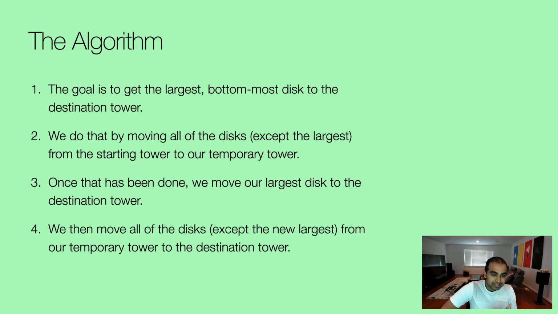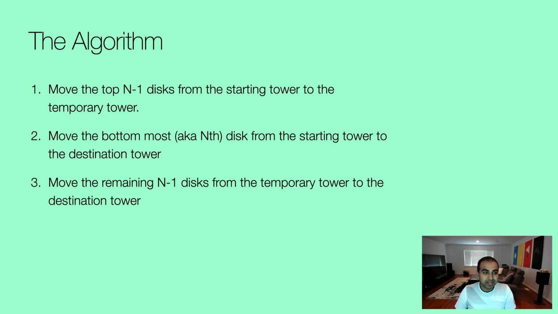And the way we do that is by moving all of our disks, except for the largest one, from a starting tower to a temporary tower. That's what we saw in the 3-disk case on number 2. And once we've done that, the next step is to move the largest disk to a destination tower. And then the last step is to move all the disks except the new largest one from our temporary tower to the destination tower. I know this sounds a little bit odd, but just pause the video for a second, get a pencil and paper out, and draw some of these things out, and you'll see how all these disks and the words I'm using here map out.